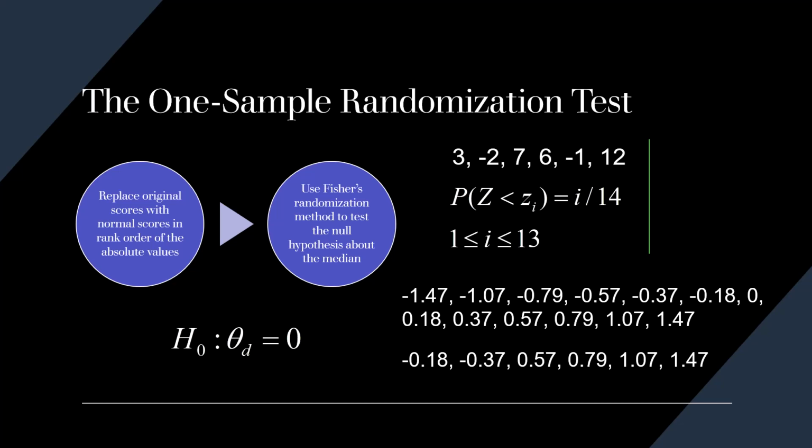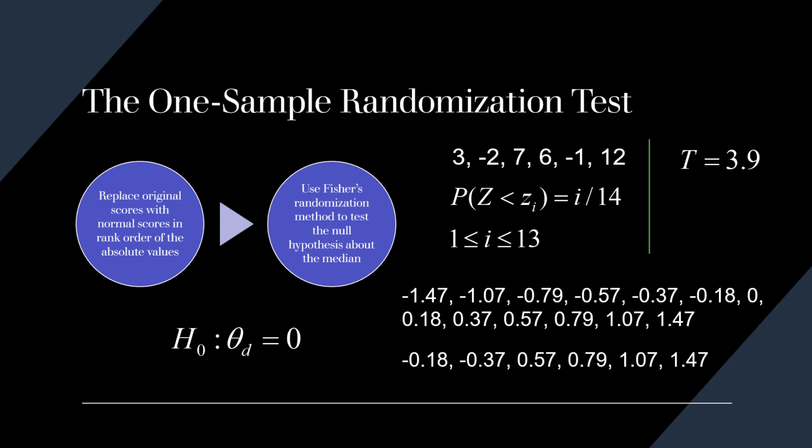I will now use these scores as replacement scores, but the method will be just as though I was doing Fisher's randomization test with original scores. If you need to learn about Fisher's test with original scores or review that method, go ahead and watch that video again and think about using these replacement normal scores instead of original scores. The test statistic here is going to be the sum of the positive normal scores. If we add up 0.57, 0.79, 1.07, and 1.47, we come up with a test statistic of 3.9.